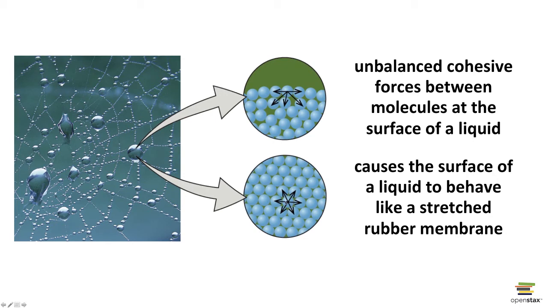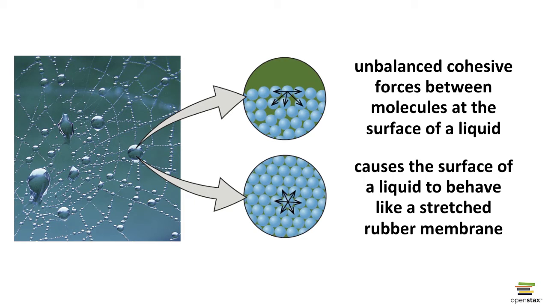So interior, this molecule is attracted in all directions. That's balanced forces. At the surface, this molecule is attracted on the sides and below, but not above. And so those are unbalanced forces that cause this stretched rubber membrane surface effect, the surface tension effect.